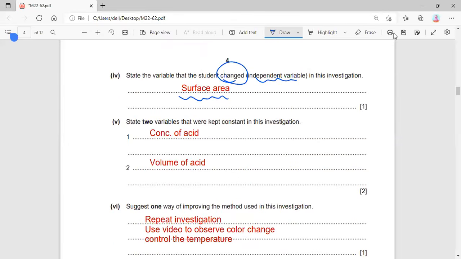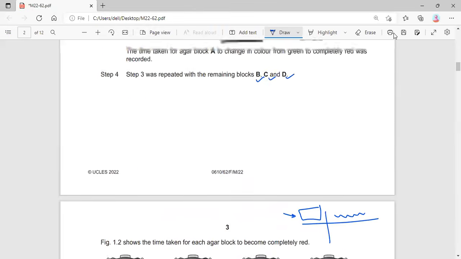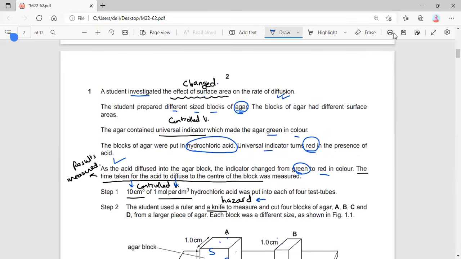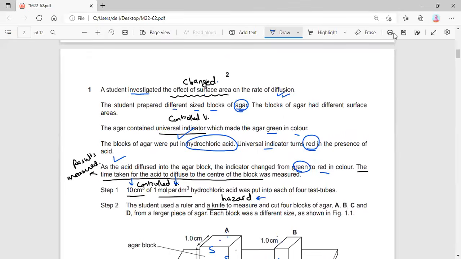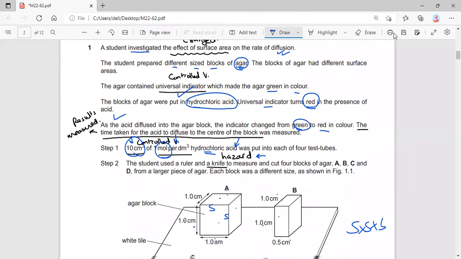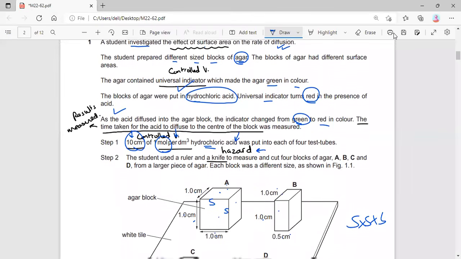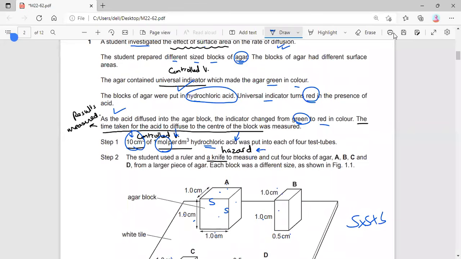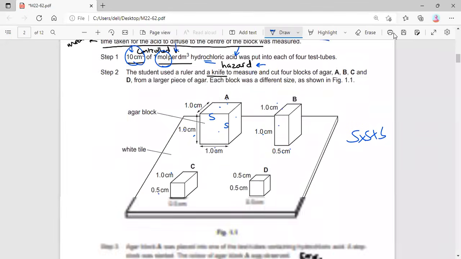What are the variables that we kept constant? Anything from the experiment. There is a lot of things he said, like the type of indicator, like the volume of hydrochloric acid, the concentration of hydrochloric acid, or even if you said the type of acid in the tubes, I put all the hydrochloric acid in all the tubes, all of them are considered controlled variables.